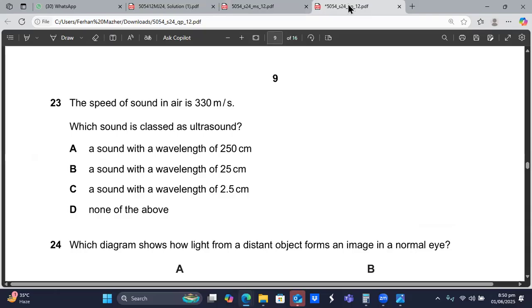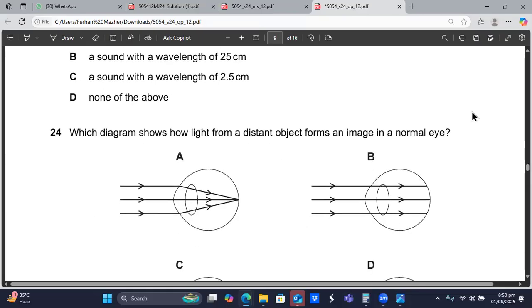You see in our course, O levels physics 5054, we have never talked about the wavelength of ultrasound. We can calculate the wavelength of the ultrasound, but how you differentiate ultrasound from other sounds is on the basis of its frequency. The sounds whose frequency is more than 20,000 hertz are classified as ultrasound. So I think A, B, C all are wrong. So none of the above. D is the right option. So we have already checked the answer.